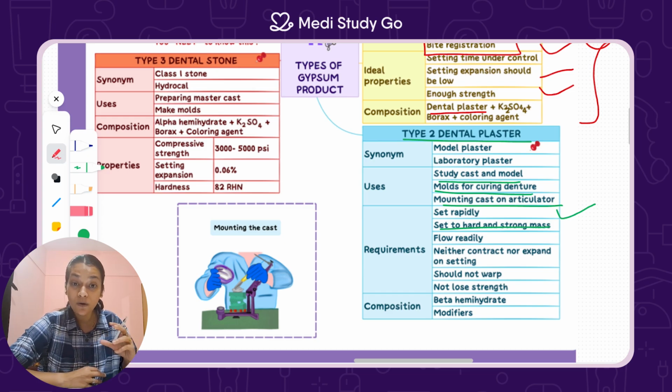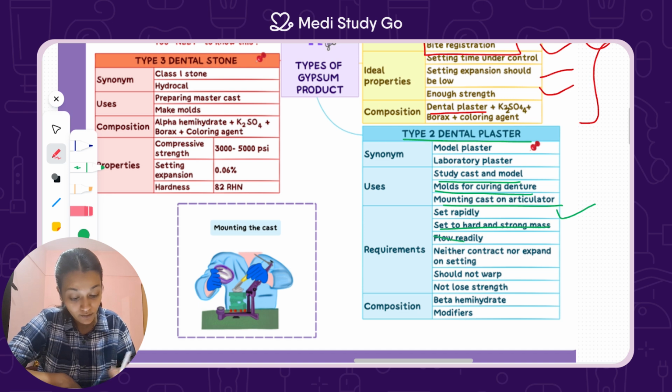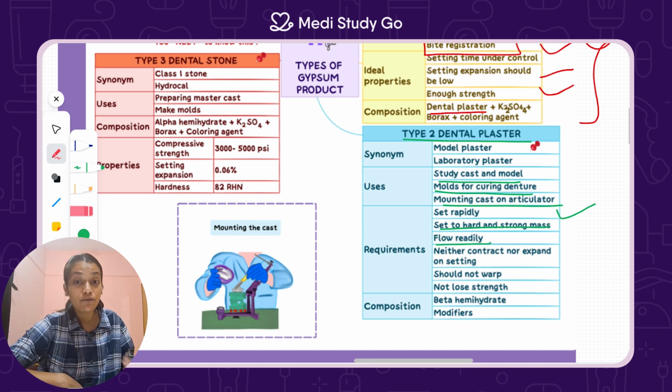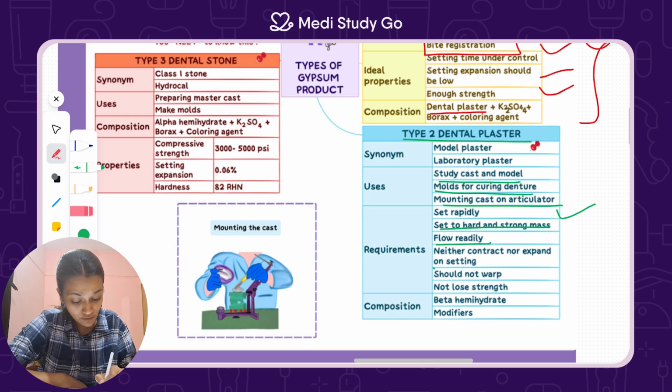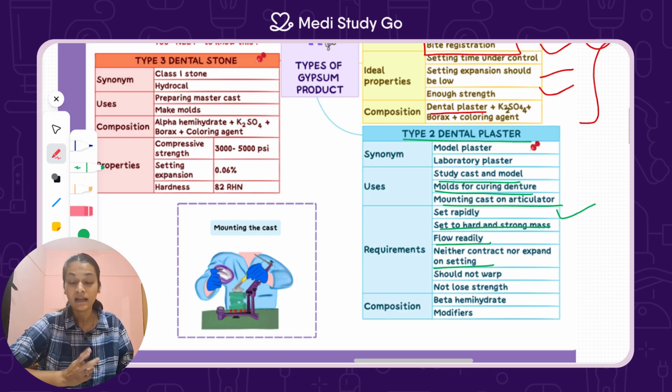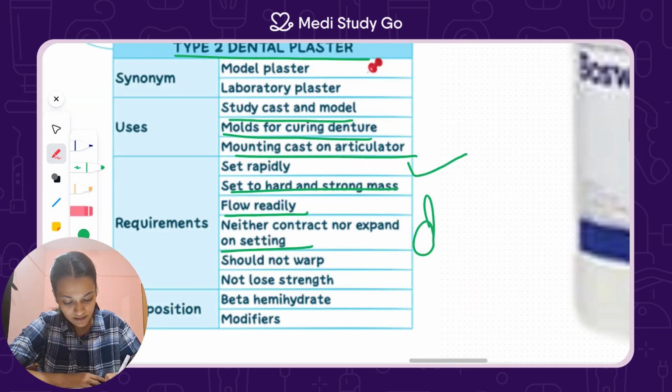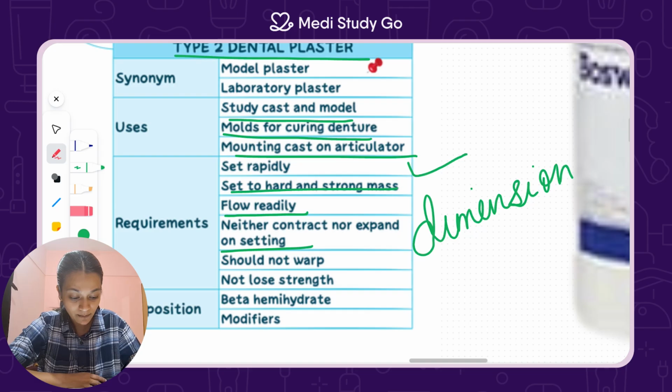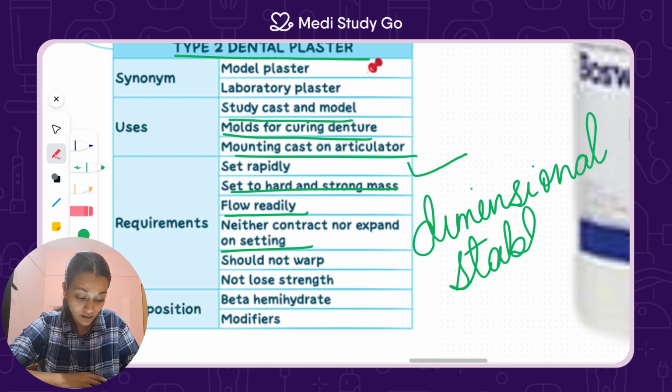Then it should set into a very strong and hard mass. It should be so hard that it cannot move from the position. It should have good flow, and once set, it should be rigid. Then it should neither contract nor expand. Either property is not good when we talk about dimensional stability. When I want a material to be dimensionally stable, I would want it to be the way it was when it set. No changes from it.